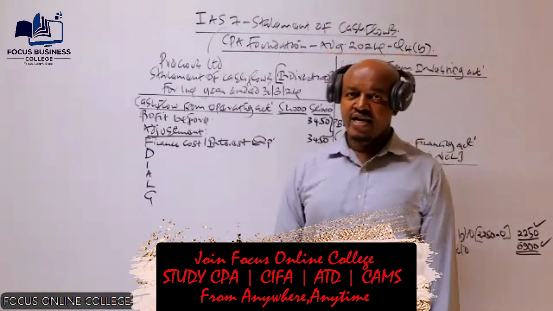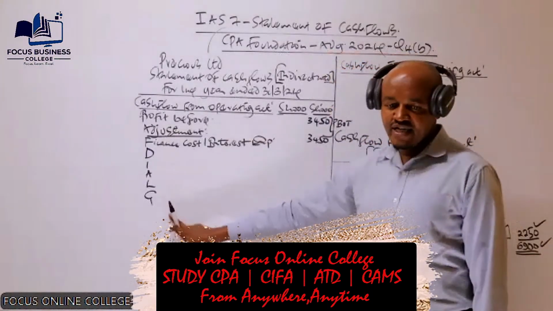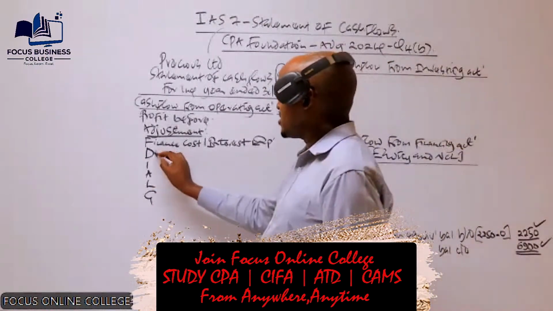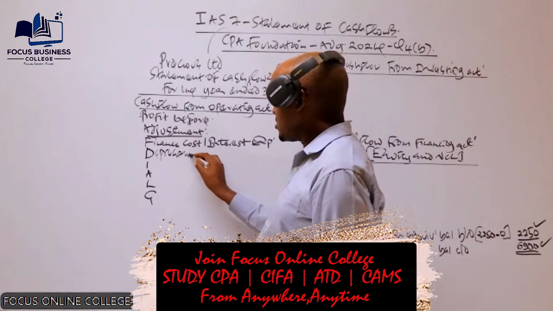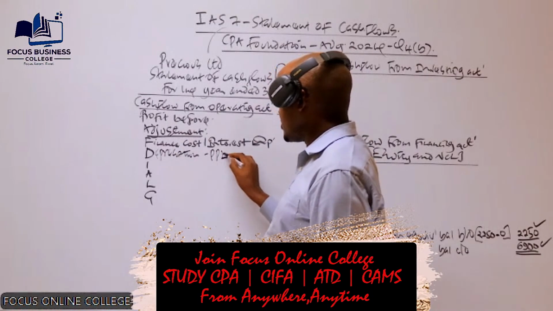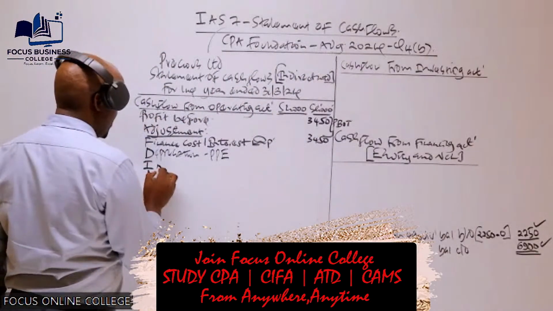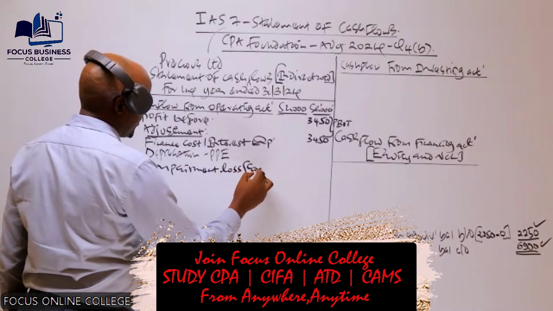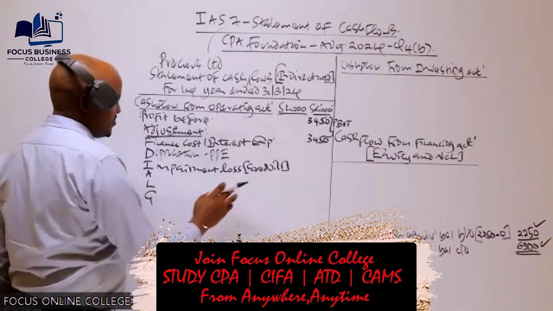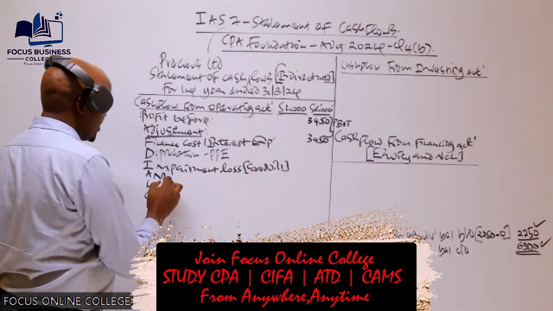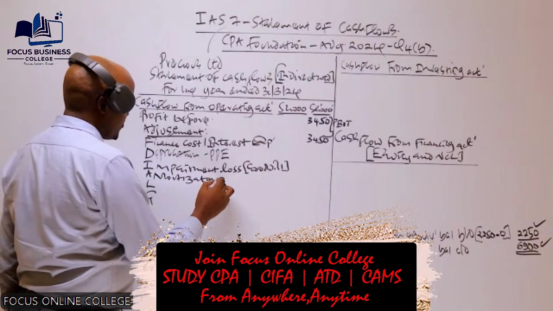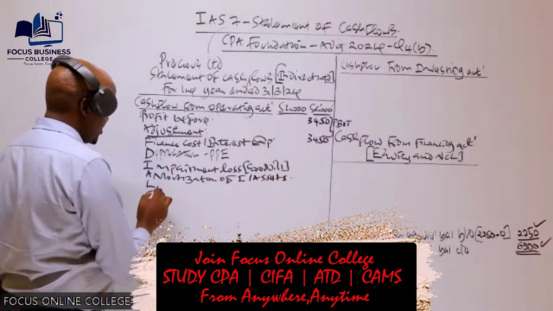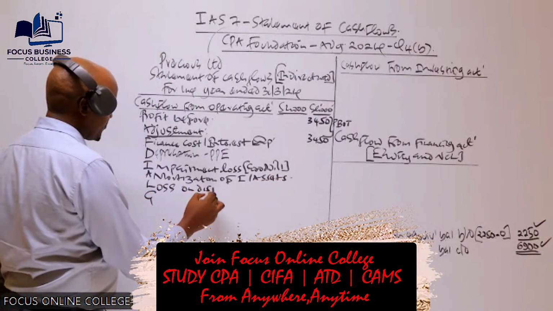For you to be able to remember the non-cash items to be adjusted to this profit, just remember the acronym DIAL G. So this stands for what? D stands for depreciation on property, plant, and equipment. I stands for impairment loss on goodwill. A stands for amortization of intangible assets. Then L stands for loss on disposal.